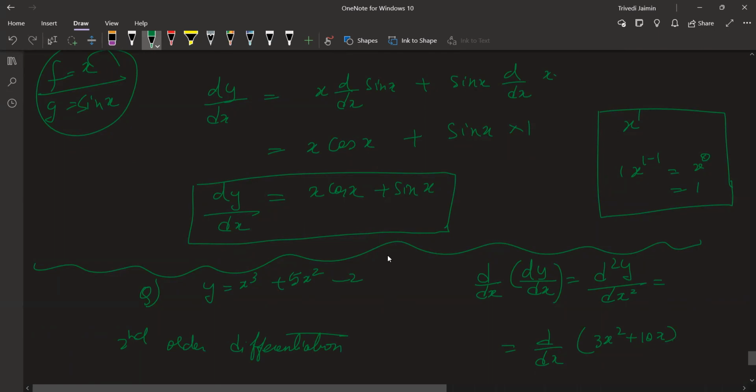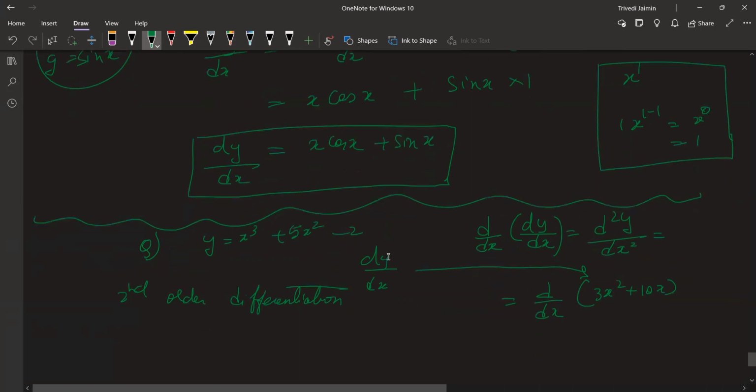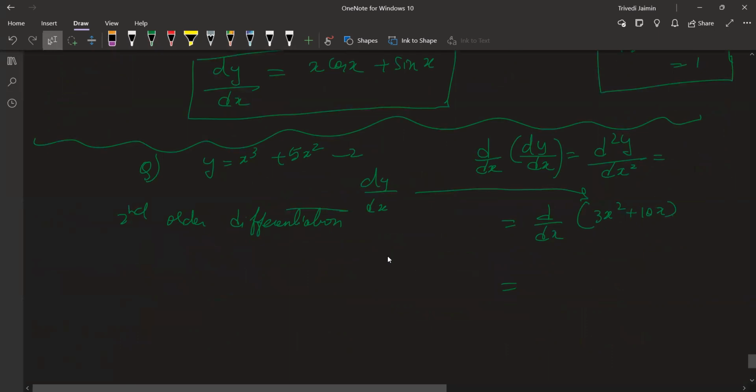First, we already found the first order, dy by dx. Now again, we are differentiating this one, d by dx. That gives you the second order. So what you will get? Is it basically a repeated differentiation? Exactly, it's a repeated differentiation.